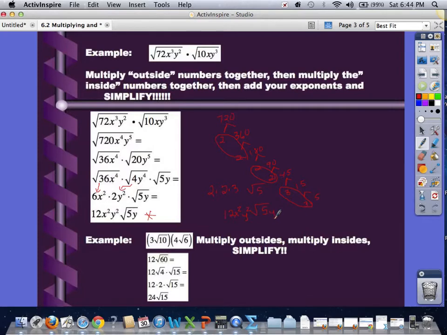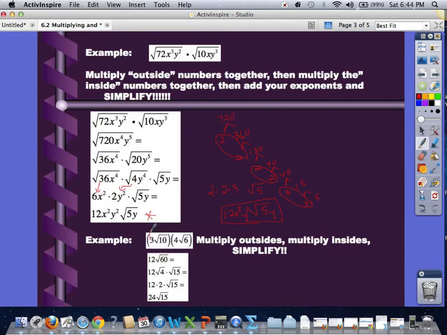Okay? And like I said, if you need to do it this way, you can, or you can look for the perfect squares and break it down this way. Either way, you'll get the same answer if you completely break it down. All right, next example says 3 times the square root of 10 times, because remember there's no plus or minus in between there, we know that means it's multiplication, 4 times the square root of 6.